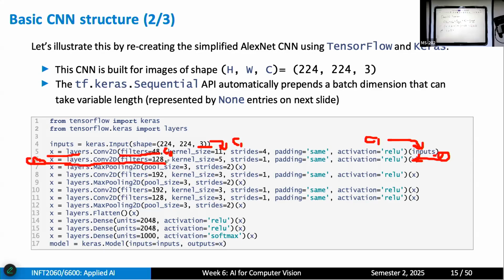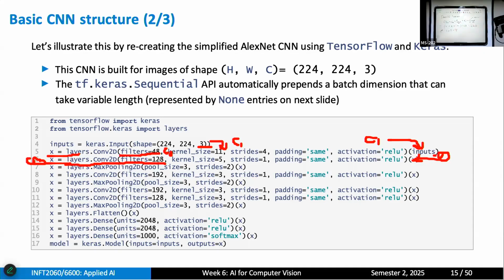Okay, so now tell me for this line, what's the C in? What's the C in for this line? The C, yeah, it's previous C out. What's the value? No, that's the number of parameters, right? Yeah, 48. You can consider this C is channel. You can consider this is a channel.